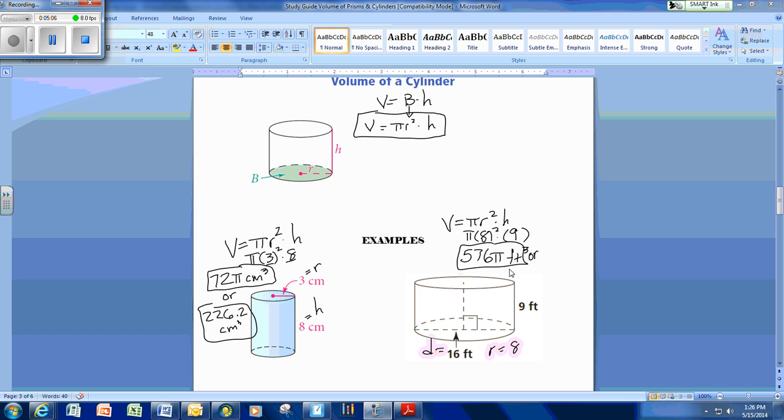Or I can calculate that out, and I would get approximately 1,809.6 cubic feet. Either way, they're both the same answers. It just depends on what the directions are going to tell you. That concludes the lesson on volume of a prism and a cylinder.